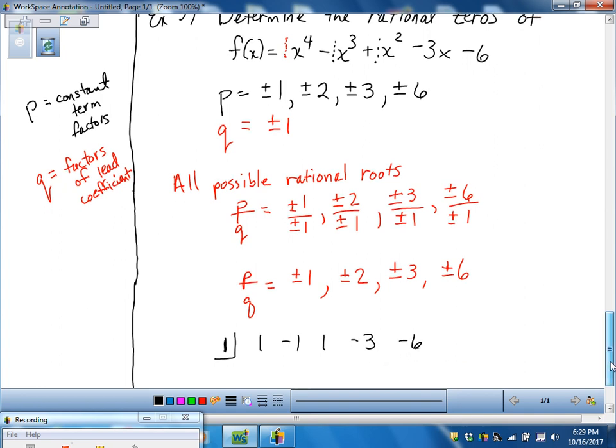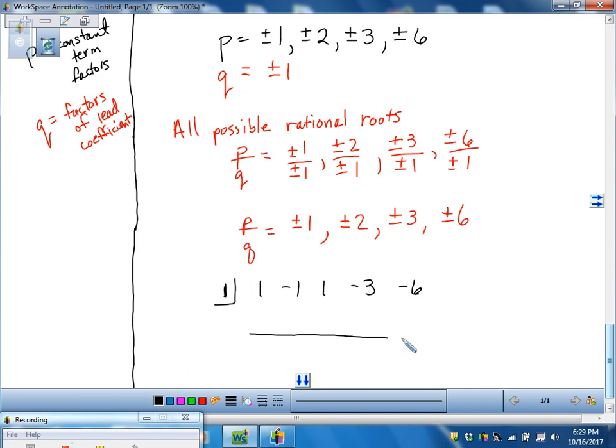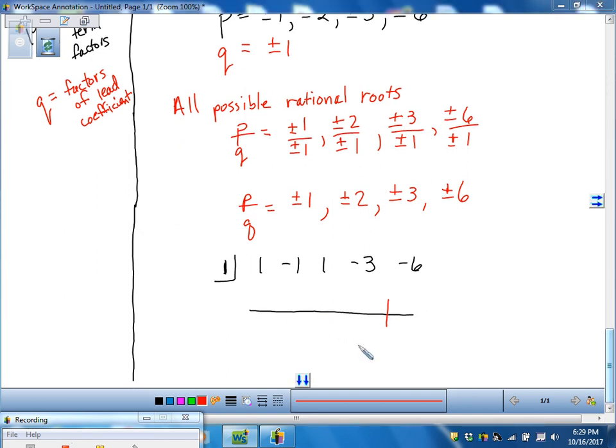If I find one that works, then I just use the resulting coefficients. After we've done our synthetic division, we use these coefficients to set up the next one. Let's see if 1 works. Bring down the 1. 1 times 1 is 1. 1 and negative 1 is 0. 0 times 1 is 0. 1 plus 0 is 1. 1 times 1 is 1. Negative 3 plus 1 is negative 2. Negative 2 times 1 is negative 2. I get negative 8 when I add that to the negative 6. So positive 1 did not work.